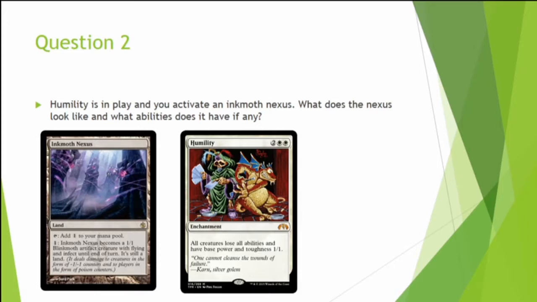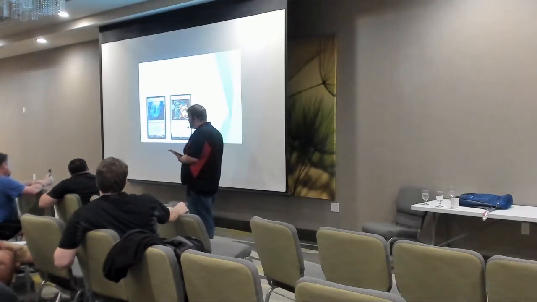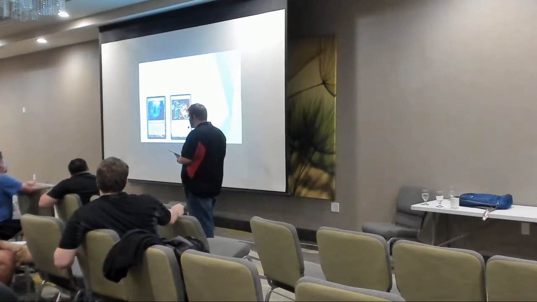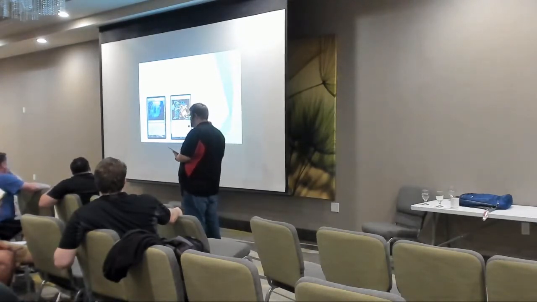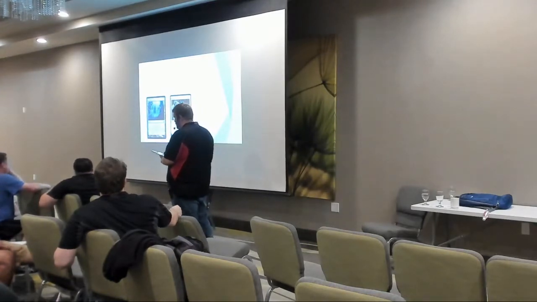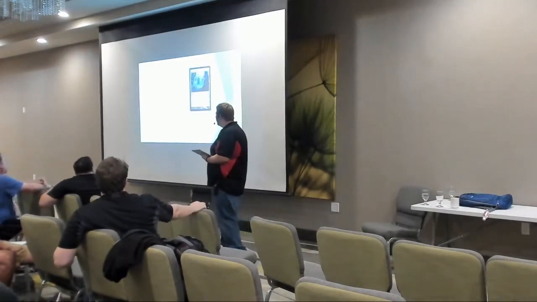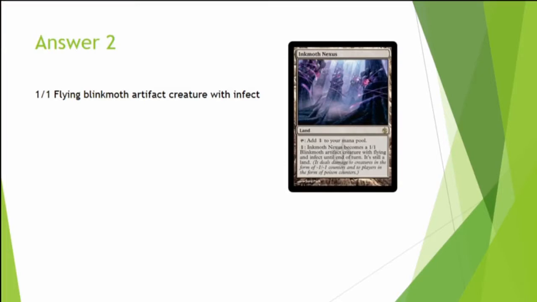This is a timestamp issue because the ability being added to Inkmoth Nexus is in the same layer as the Humility trying to take it away. Humility doesn't say it can't gain the ability, so the timestamp says it does have infect and flying. That is correct. But yes, you'll end up with a 1/1 flying Blinkmoth artifact creature with infect. Good job. All right, question 3.